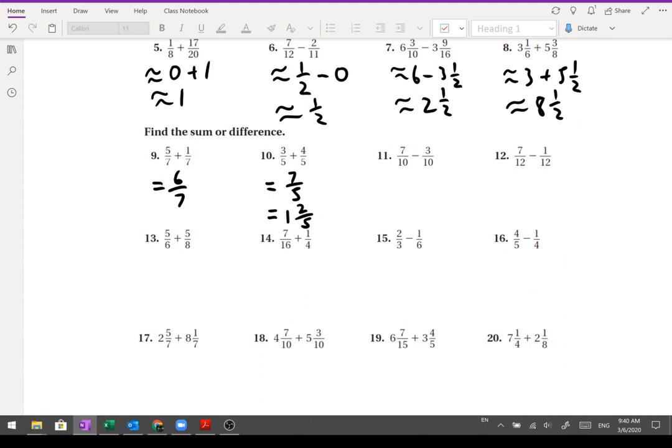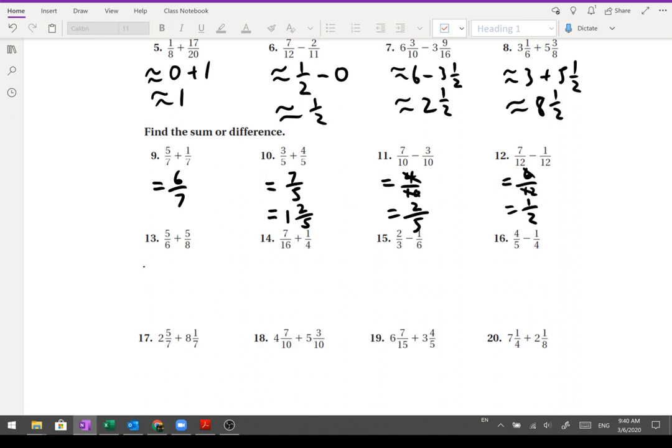Then for question 11, 7 minus 3 is 4 over 10. Then we need to simplify it. That's going to be 2 over 5. Then 7 minus 1 is 6 out of 12. That simplifies to 1 over 2. That's half. Then for question 13 onwards, we have to change the denominators to become the same.